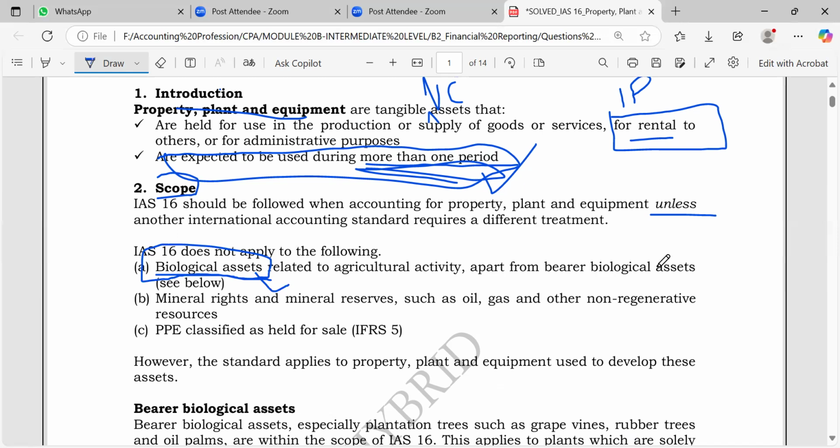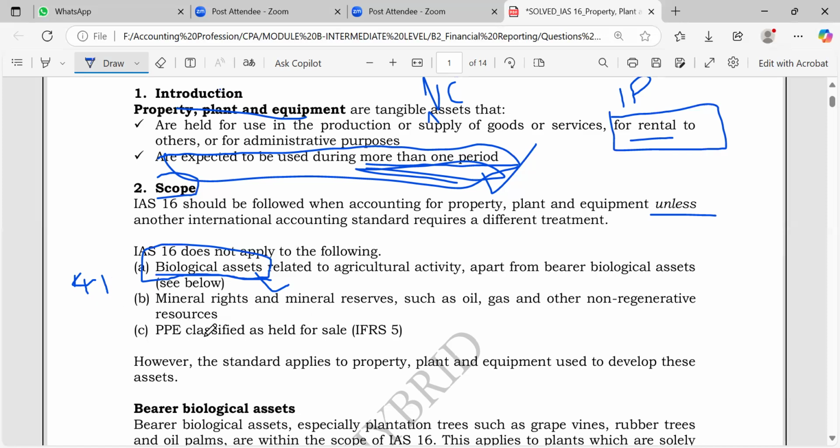41, agriculture. We're just trying to separate them. So writing this, they are trying to tell you that there is a standard called IAS 41 that deals with such items. This is what you need to know. And then mineral rights and mineral reserves, such as oil, gas, and other non-regenerative resources. There is also a standard called IFRS 6 that deals with this.